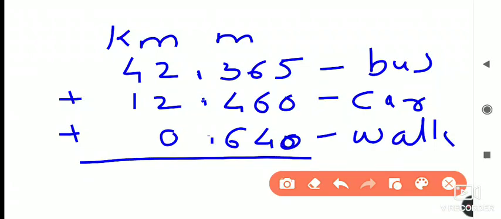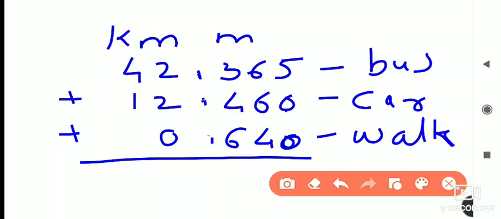Okay, the boy walked 42 kilometer 365 meter by bus, 12 kilometer 460 meter by car, and 640 meter by walking. We have to find out how much distance altogether he had covered. So together means we have to do the addition of this. First of all, we will add the thousandths place, the hundredths place, and the tenths place.